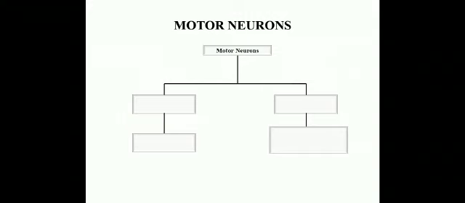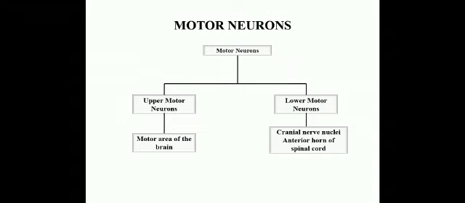The motor neurons are divided into upper motor neurons and lower motor neurons. The upper motor neurons are present in the motor area of the brain, whereas the lower motor neurons are present in the cranial nerve nuclei and the anterior horn of the spinal cord.